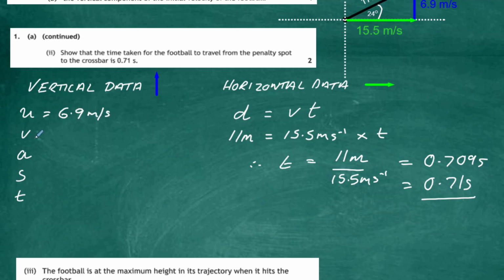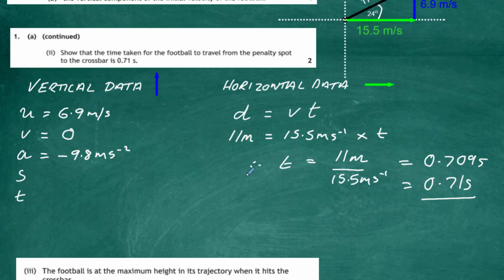What happens with the final velocity when we get to the maximum height? Well, we know from our understanding of projectiles that when the ball reaches the maximum height, its vertical velocity is going to become 0. And the acceleration acting on the ball all the way through the journey is minus 9.8. That's the acceleration due to the force of gravity.